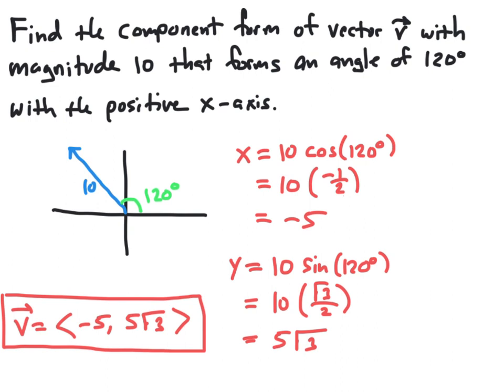And y will be 10 times the sine of 120 degrees, which will be 5 square root 3, since the sine of 120 degrees is the square root of 3 over 2. Therefore, our component form for vector v will be negative 5 and then positive 5 square root 3.